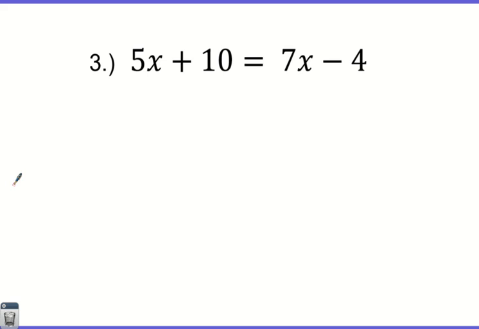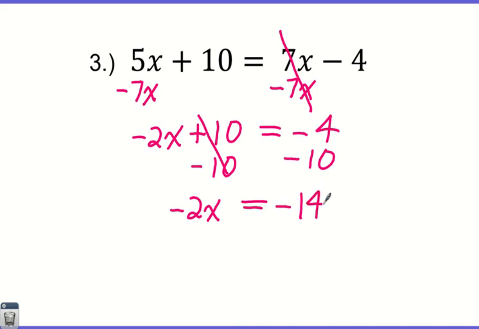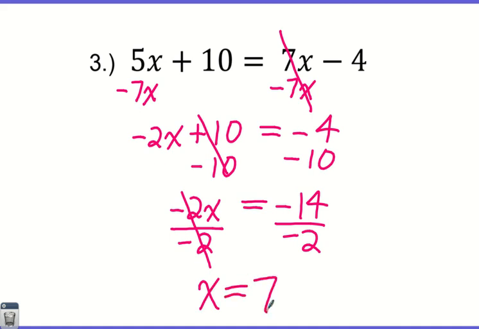Number 3. Again, I'm just someone who likes getting my variable on the left, so that's negative 2x. All right. And so I end up with negative 2x equals negative 14. Negative 4 minus 10 is negative 14. And then I just have to divide both sides by a negative 2. And so x equals 7.